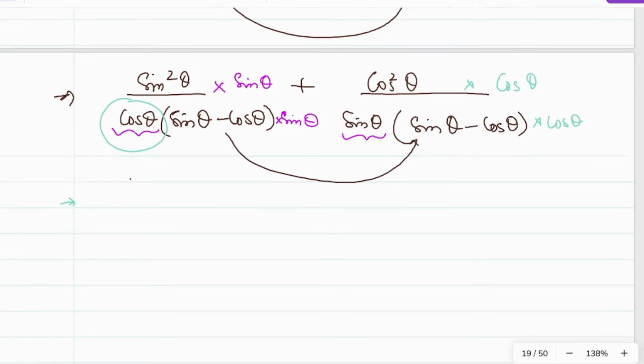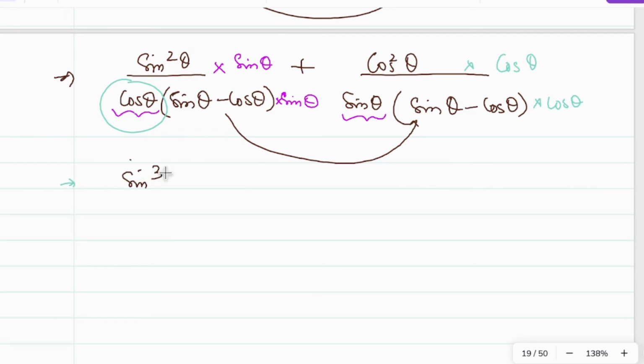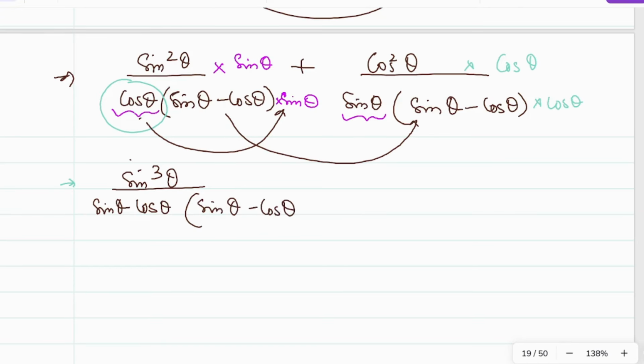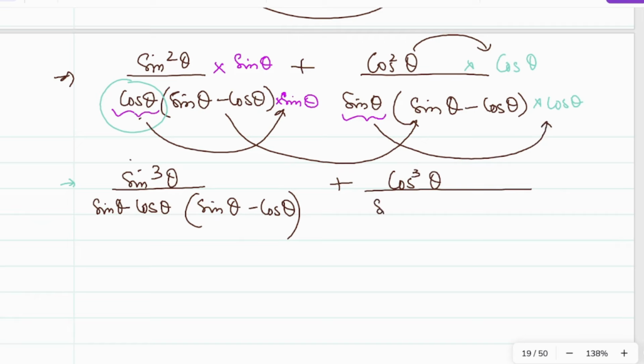So my equation changes to sin cube theta, meaning sin square theta into sin theta is sin cube theta, divided by cos theta and sin theta, which I can write as sin theta cos theta into sin theta minus cos theta, plus cos square theta into cos theta is cos cube theta divided by, similarly, sin theta into cos theta, with the remaining sin theta minus cos theta inside the bracket. In this way I got my value.